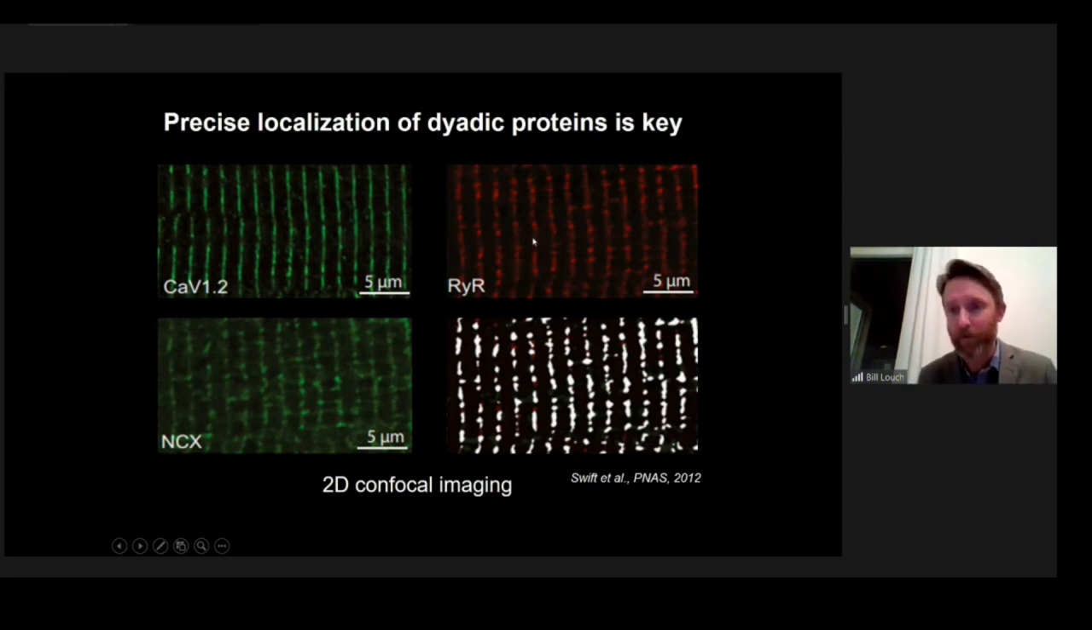Now, when we look with confocal, it looks like the proteins are colocalized. It looks like they're on top of each other. Now, that can't be right. They're in different membranes. So why would we get that impression? Well, it's because the resolution of the technique is not very good. It's about 250 nanometers. And as I told you, those two membranes are only 12 nanometers apart. So if we really want to understand where everything is, we have to use techniques that have better resolution.